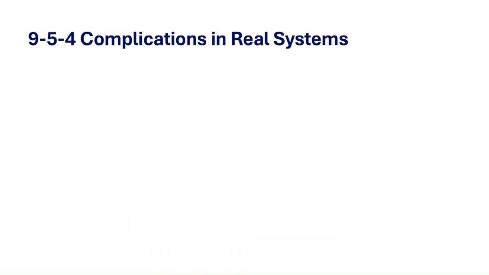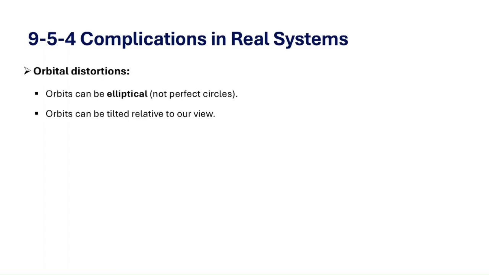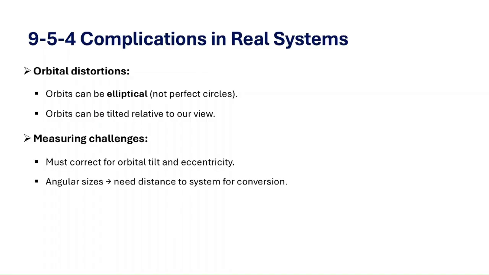Now before we move on, let's quickly talk about some of the real-world challenges astronomers face when measuring stellar masses. First, orbits are not always perfect circles. Many are elliptical. And also, the plane of the orbit can be tilted relative to our line of sight, which can distort what we observe. To get accurate masses, astronomers must correct for these tilts and eccentricities. And the apparent angular size of an orbit also depends on knowing the distance to the system. So that conversion is critical.